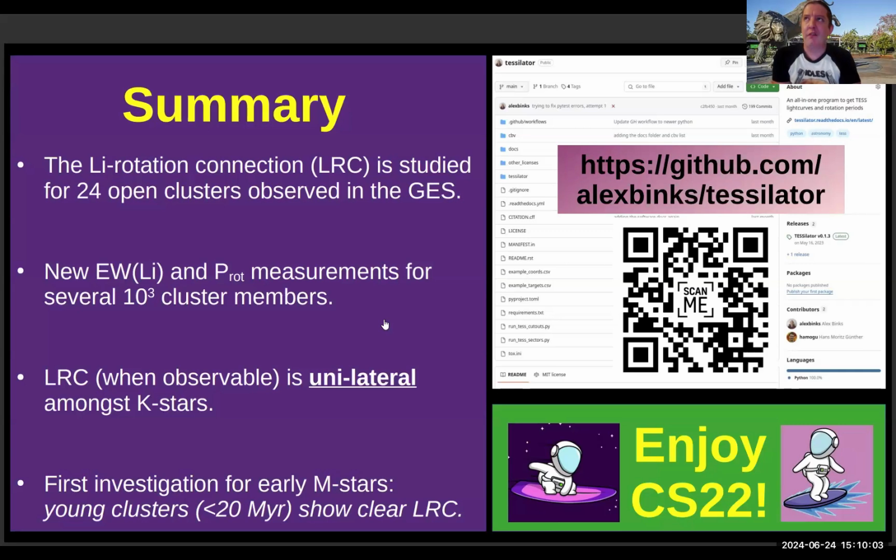So most of these are around 13th to 16th magnitude in G. As we go to fainter magnitudes than that, it's quite difficult to get any kind of signal, but in certain clusters, we are fortunate and we can go slightly deeper.